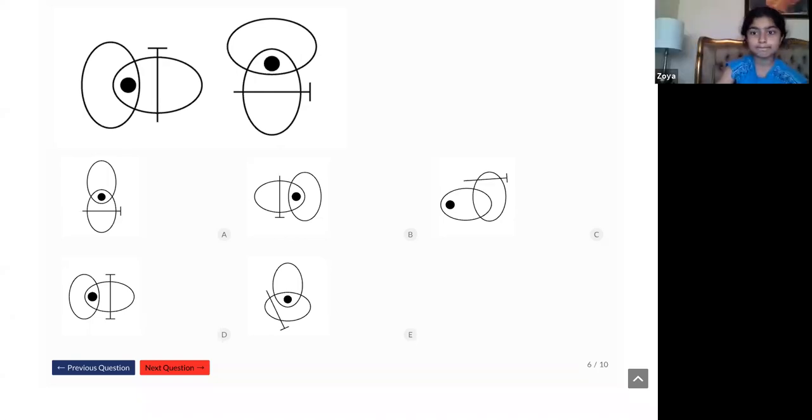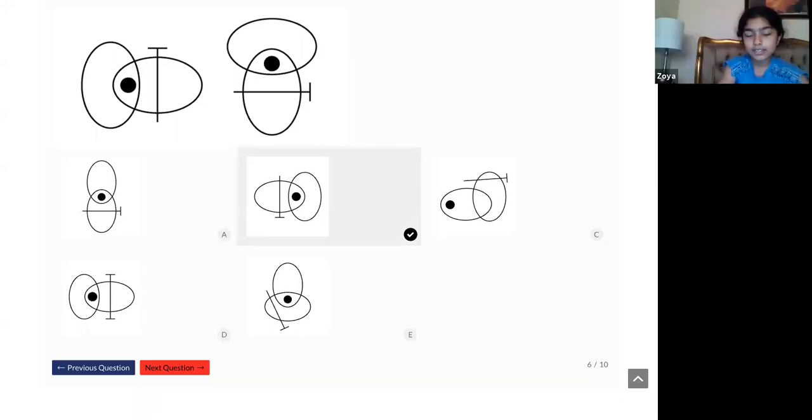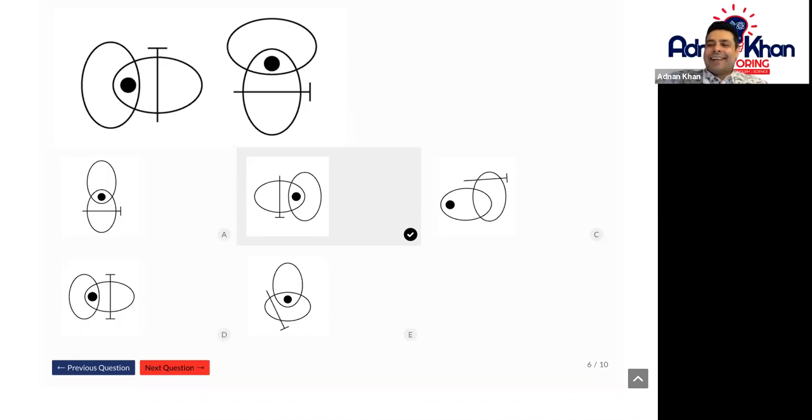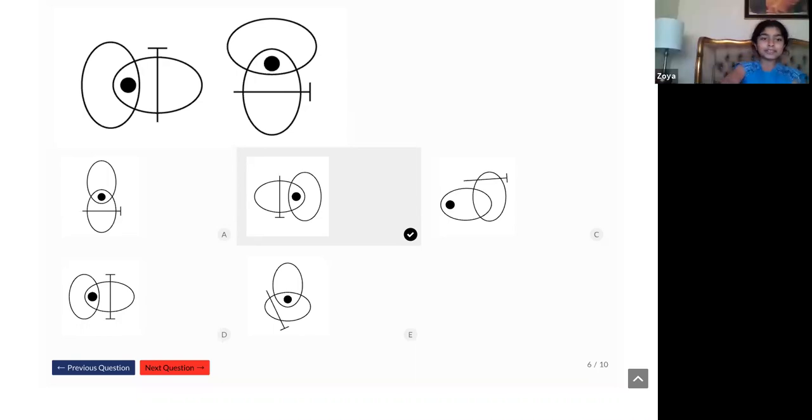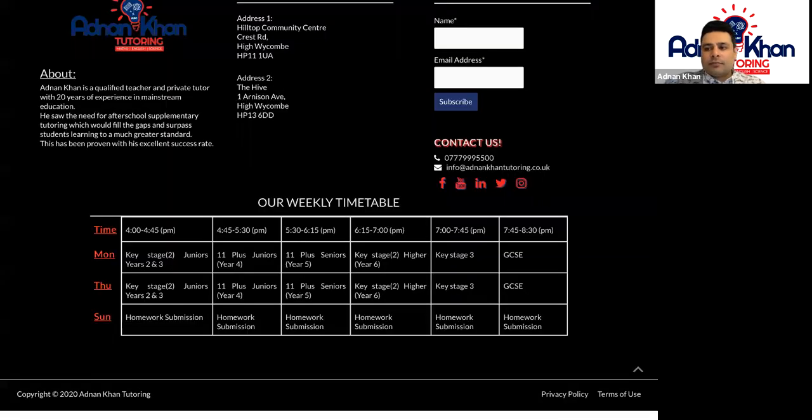Yeah. Okay, go ahead. What do you think? I think it's B. Why do you think it's B? Because it's the most similar to the two examples on the top. How is it similar? Because it has the same shapes and lines in it and the correct order and placement. Yeah, so the only difference is that it's just been turned around, but it's the right answer. Well done.